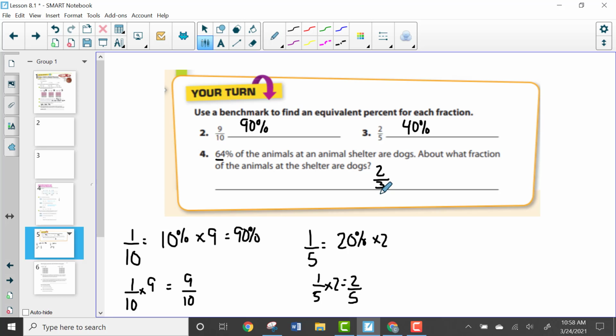Again, when we're talking about benchmark fractions and benchmark percentages, we don't really speak in terms of 64% necessarily. We would usually say something like about 2/3 of the animals at the shelter are dogs.